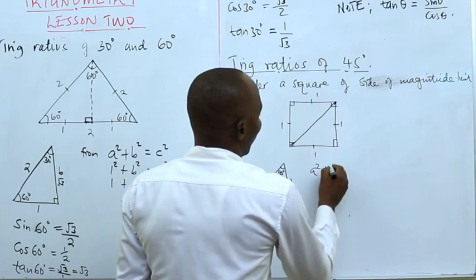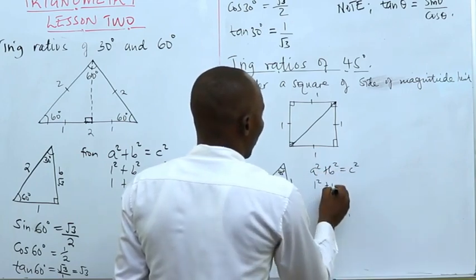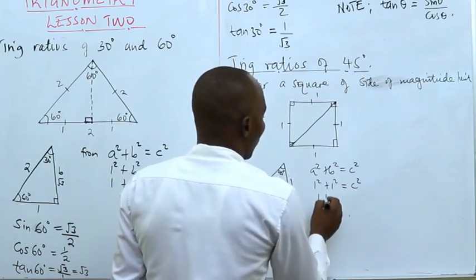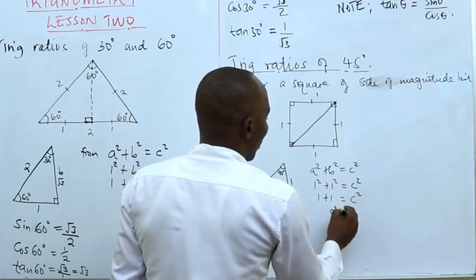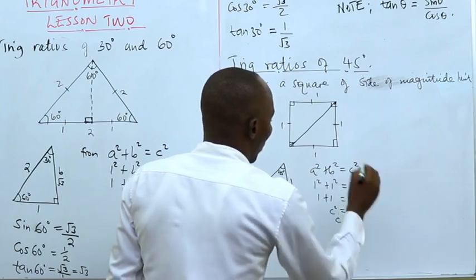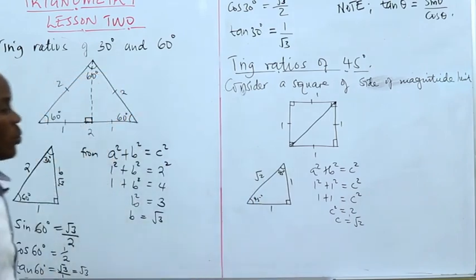So from a squared plus b squared, which is equal to c squared, this is 1 squared plus another 1 squared, giving you c squared. 1 squared is 1, another 1 squared is 1. So c squared is equal to 2. And the value of c is the square root of what? 2. So therefore, that is root 2.